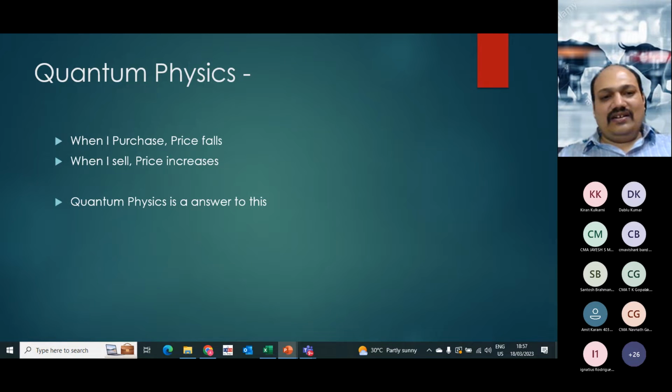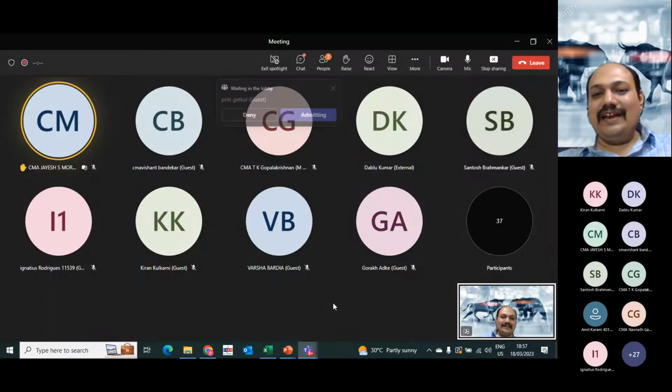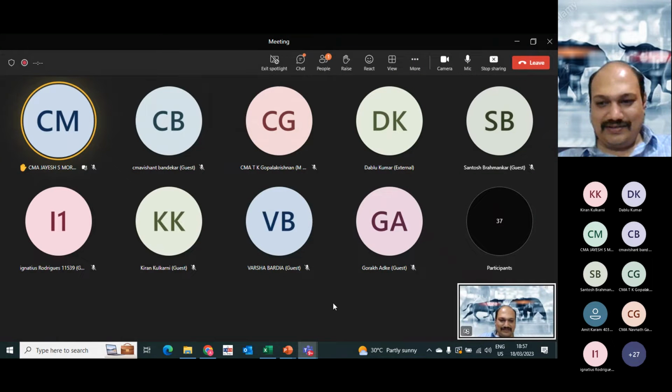Next thing is, how many people here feel that when I purchase, price falls, and when I sell, price increases? Almost everyone feels that. The reason for this is quantum physics. If you study quantum physics, you will come to know the reason for that.